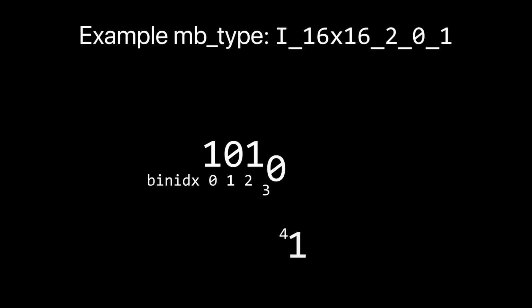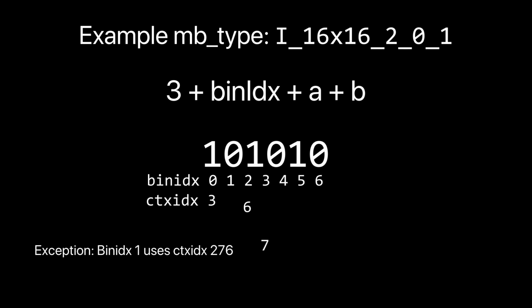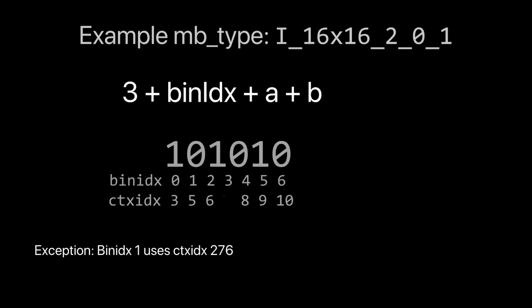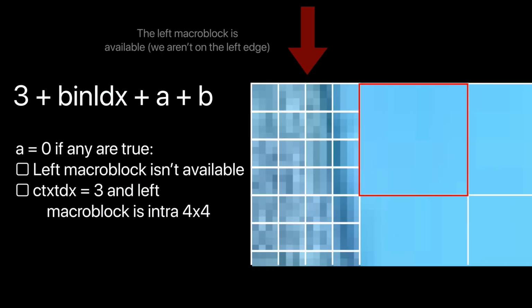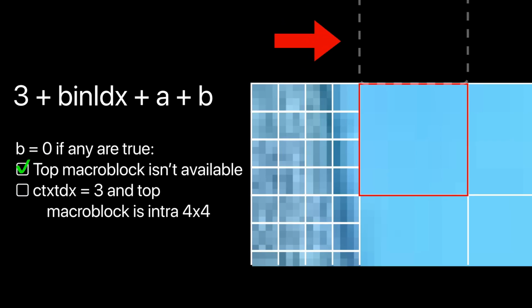We'll write each bit of our Macroblock type with the context model 3 plus bin IDX plus A plus B. A is 0 if the left Macroblock is unavailable, or if it was an Intra 4x4 Macroblock and our current context model is 3. Otherwise, A is 1. B is the same, but for the top Macroblock.